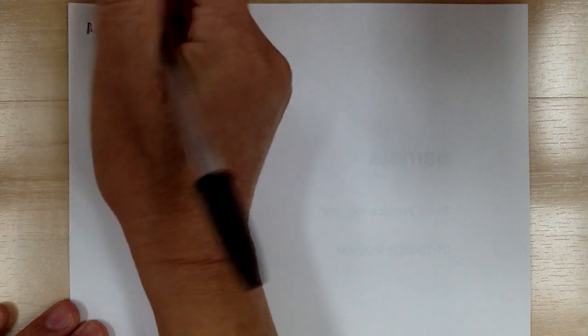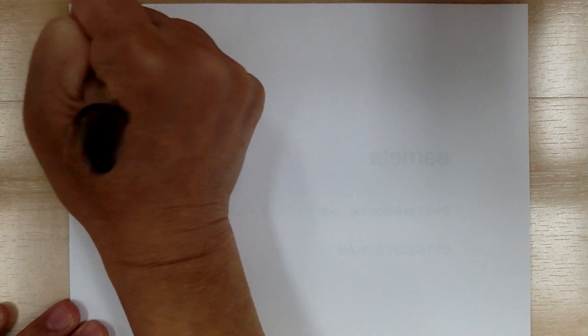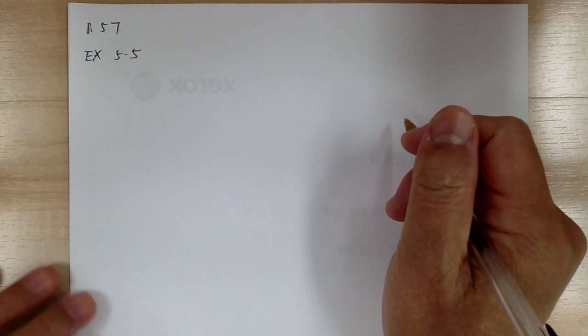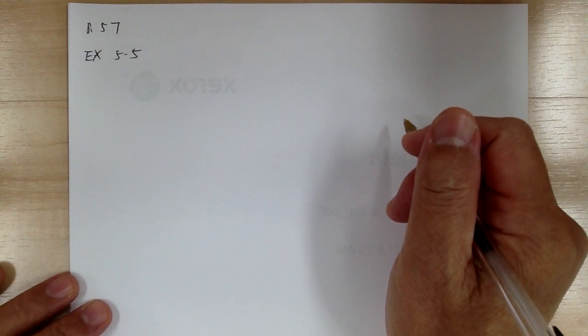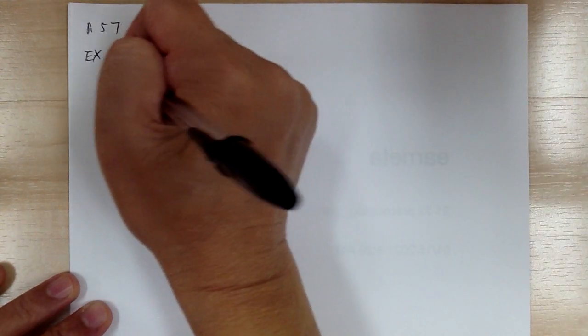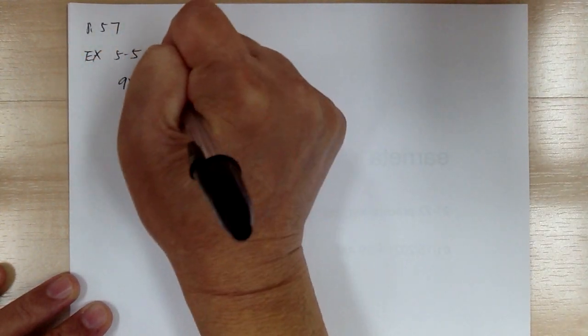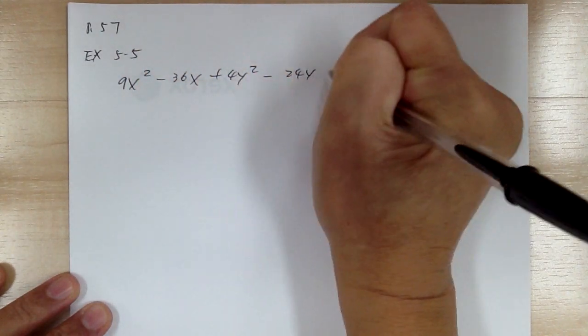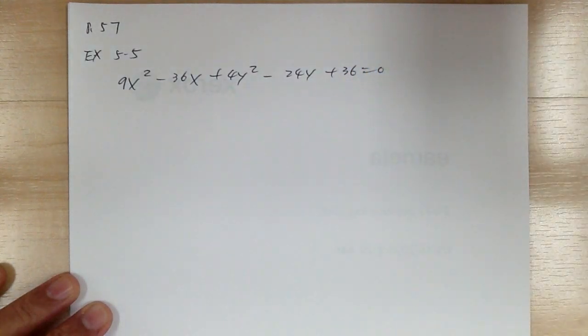Okay, and so let's go to example 5-5. It says graph and find the center, foci, area, and the length of the axes of the ellipse given by 9x squared minus 36x plus 4y squared minus 24y plus 36 equals 0.